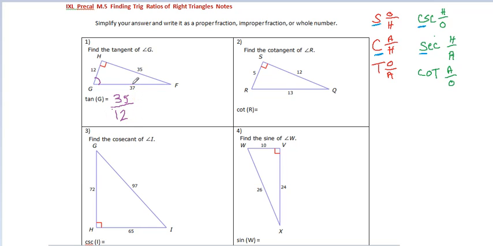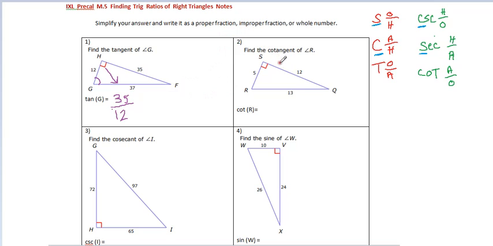And remember that the hypotenuse is right across from the right angle. If you could reduce that, then you can reduce it. Let's see, proper fraction, improper fraction, or whole number. Okay, so they want it as a fraction.